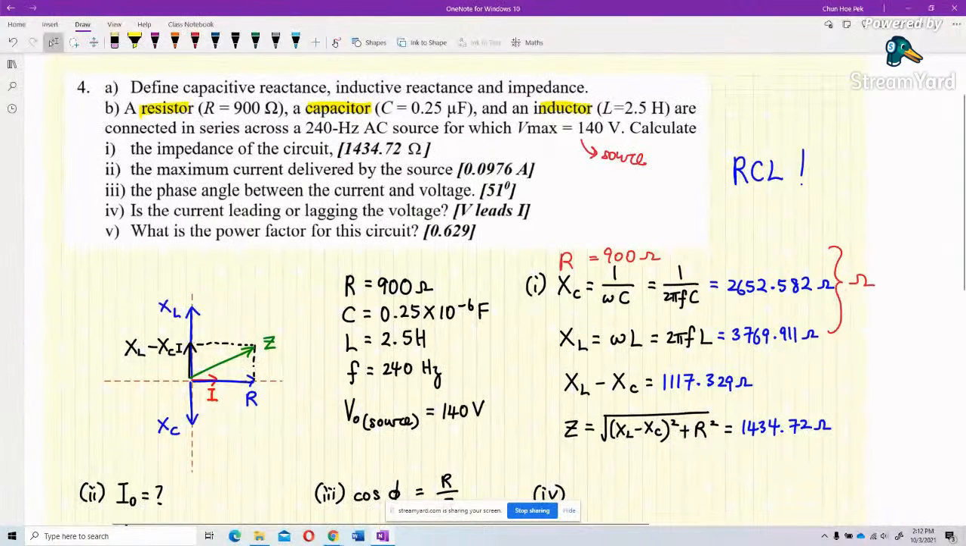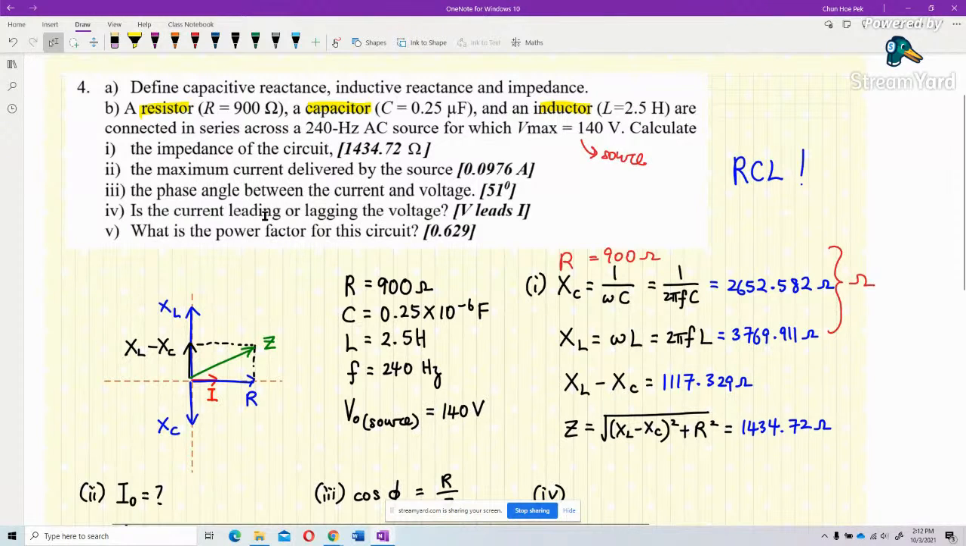And then we use the Pythagoras theorem between this XL minus XC with R. Then we get Z. You just use the Pythagoras theorem. Here, the X is the R, Y is the XL minus XC. So the square root of R squared plus (XL minus XC) squared gives us the impedance. That's it. This is the impedance, so we got the answer already.